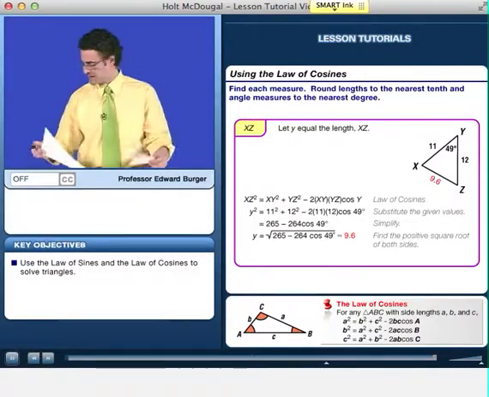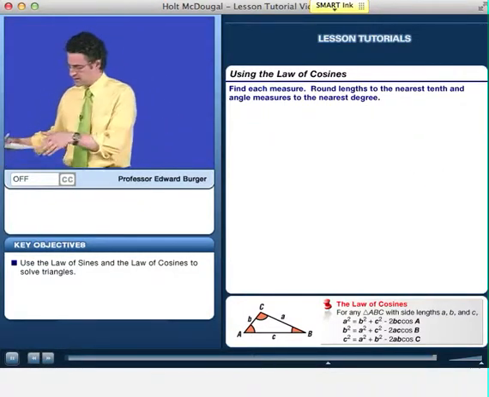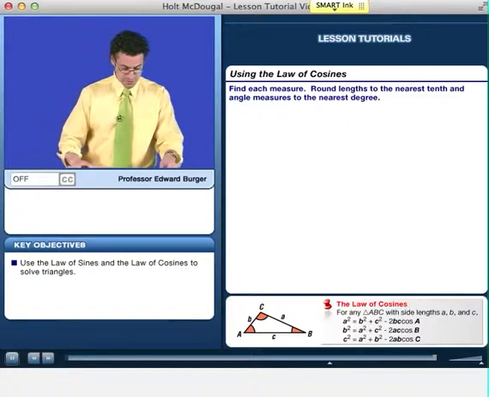Neat. Let's try one more example. Here we go. One more. I know you want more, but you're only going to get this one. I'm cutting you off from the law of cosines.